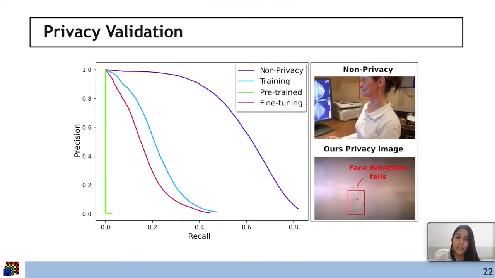As expected, the curves show that the best performance on face detection is achieved in the non-privacy experiment since the faces are visible in the images. On the other hand, the face detector performance decreases when using distorted images acquired by our lens since the model cannot correctly infer where the faces are located. Also, on the right, we show the visual face detection results, where it can be seen the successful detection of the woman's face when using the model from the non-privacy experiment and the failed detection when using the model from the training experiment.